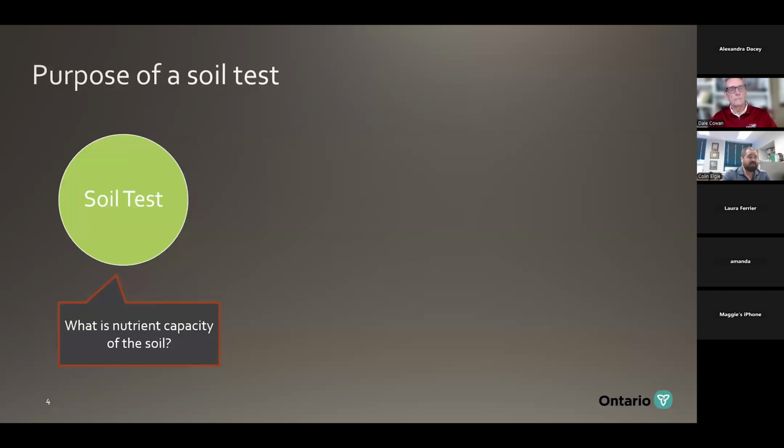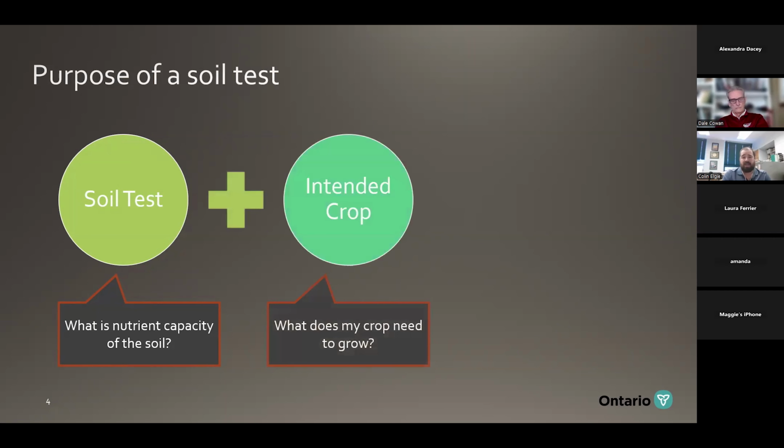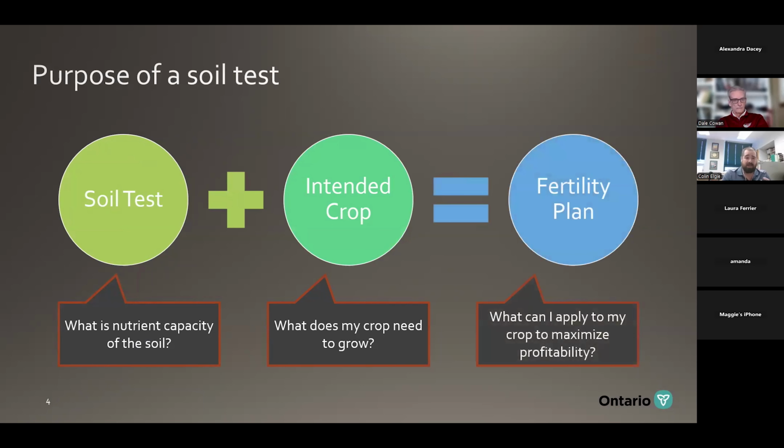So the purpose of that soil test, once again, we're looking at that nutrient capacity of the soil, what's in there, and secondly, what is that intended crop that we're trying to plant, and what nutrients does that crop need to grow? And combining those two really creates our fertility plan. And that fertility plan, it's all focused on maximizing that profitability for that crop.